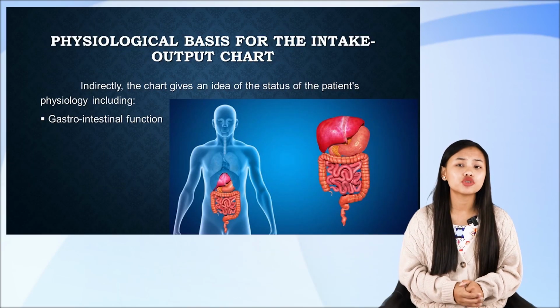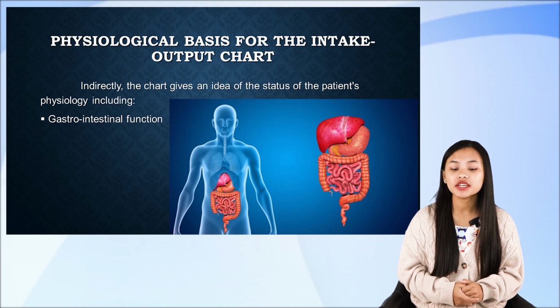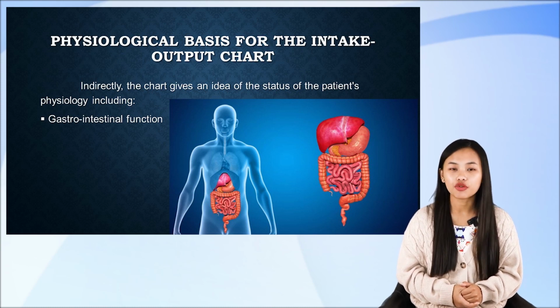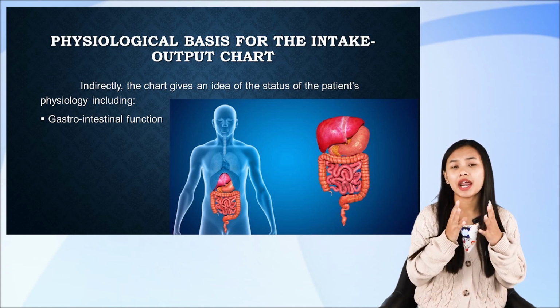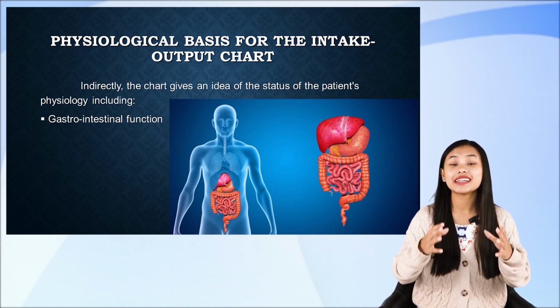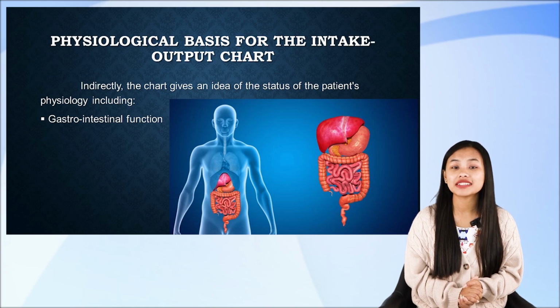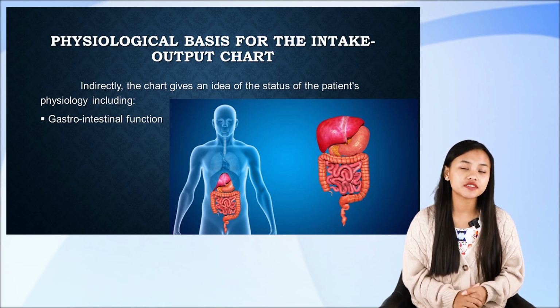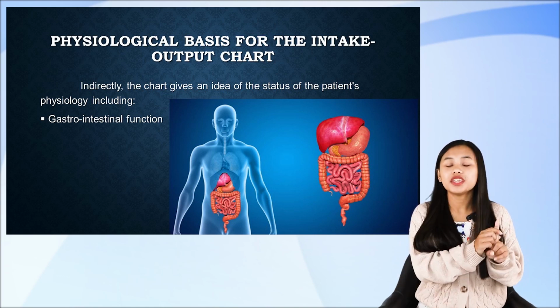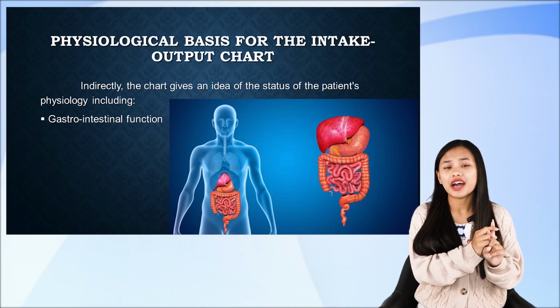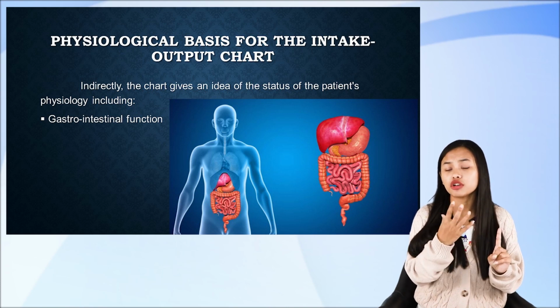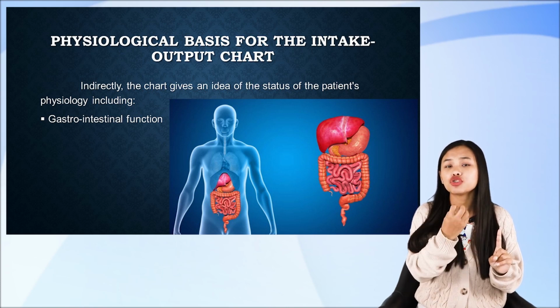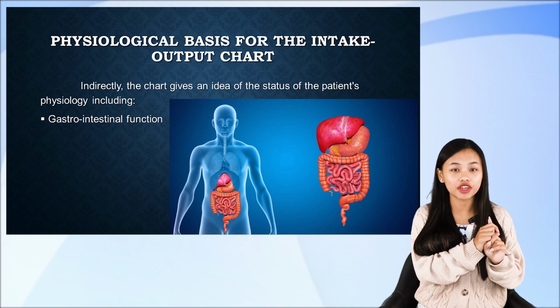Now let us move on to the next, that is the physiological basis for the intake and output chart. This chart not only provides information on the intake and output of the patient, but indirectly it also provides information on the patient's physiology, which includes the gastrointestinal function. That is, through this we will get an idea if the patient is able to eat or drink or not, the ability to absorb the food, as well as defecation.